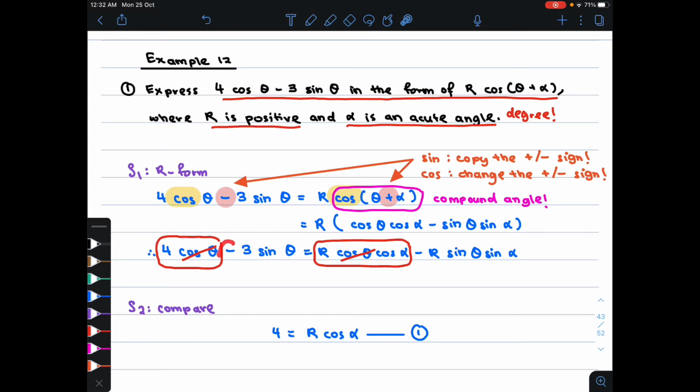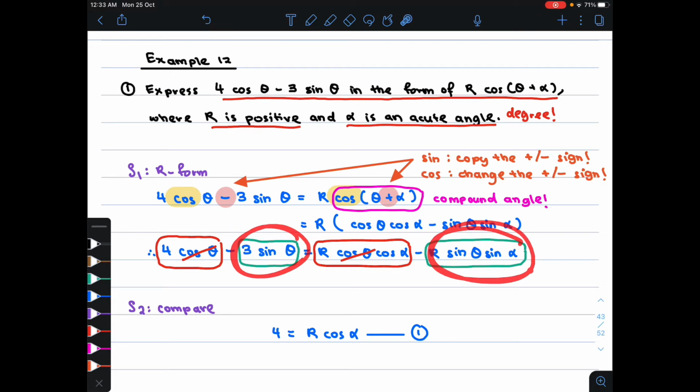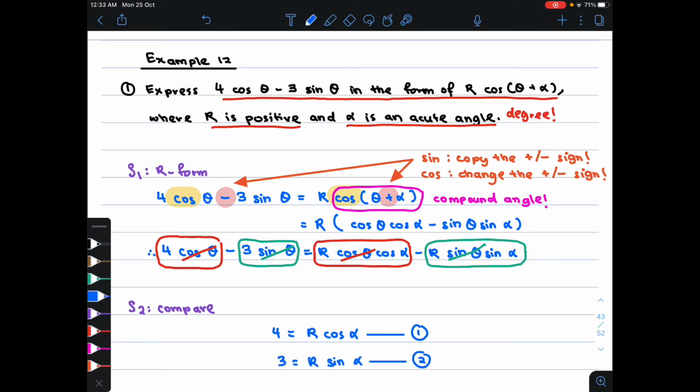Then this is negative, and this is also negative. Next, we have 3 sin theta. Look at the right hand side. Which term has sin theta as well? It is this term. Both terms have the same factor, which is sin theta, so you can cancel out sin theta. Hence, it is just 3 equal to r sin alpha. And that is our second equation.